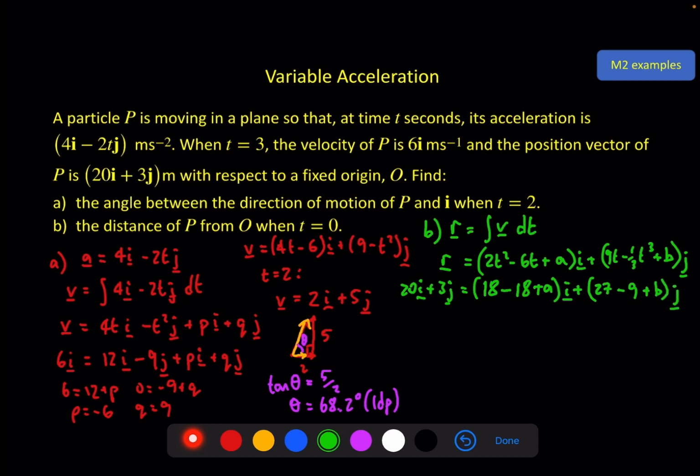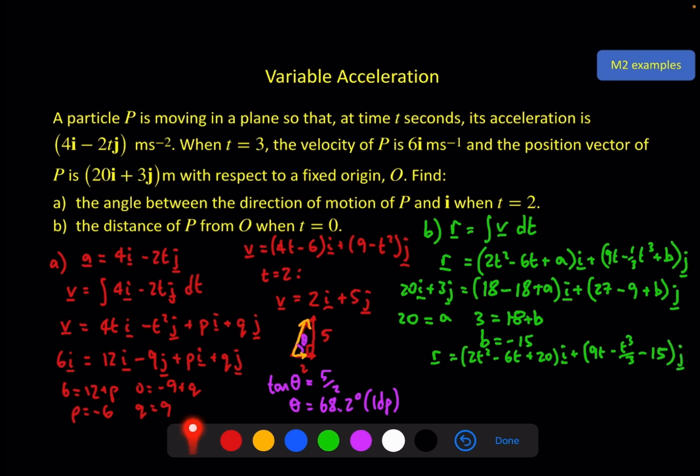Separating them off into i and j components, we get 20 on the left is equal to 18 minus 18, 0. So a is equal to 20. For the j components, 3 on the left is equal to 18 plus b on the right. So b is equal to minus 15. Our final position vector solution then is equal to (2t squared minus 6t plus 20)i plus (9t minus t cubed over 3 minus 15)j.